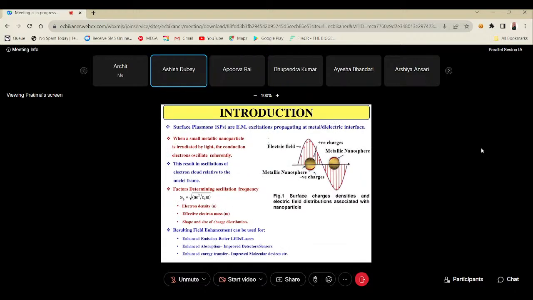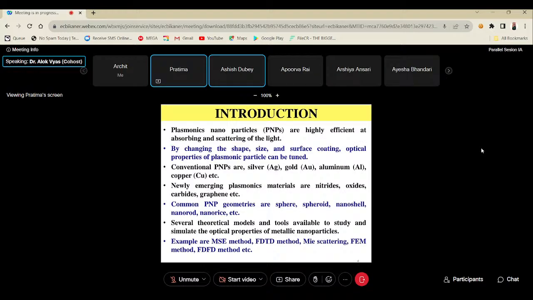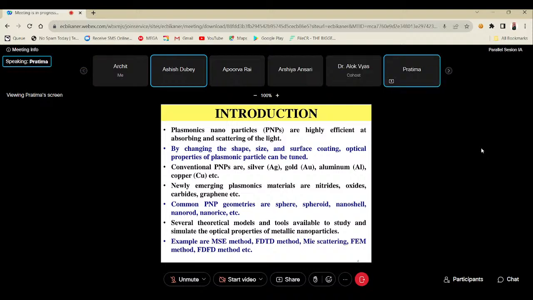So introduction: surface plasmon is the electromagnetic excitation propagating at metal or dielectric interface. When these oscillations are in resonance with the incident electric field or light, it results in enhanced electric field, enhanced emission, enhanced absorption, and enhanced energy transfer. Plasmonic nanoparticles are highly efficient at absorbing and scattering of the light. By changing the shape, size, and surface coating, optical performance of the nanoparticle can be tuned.